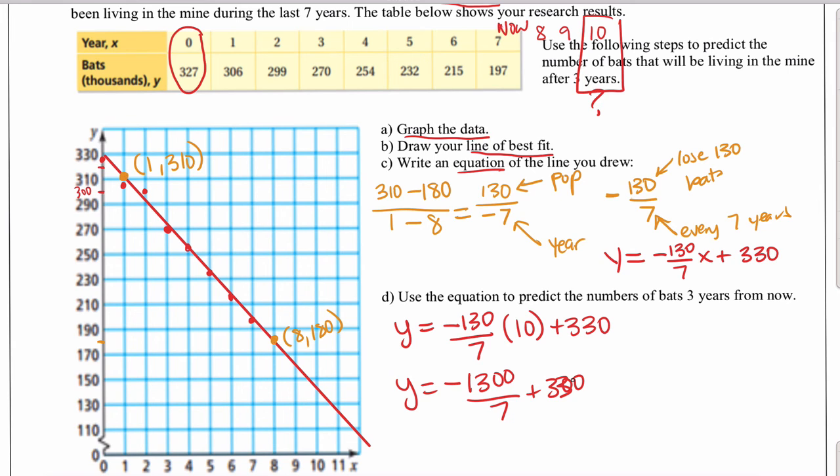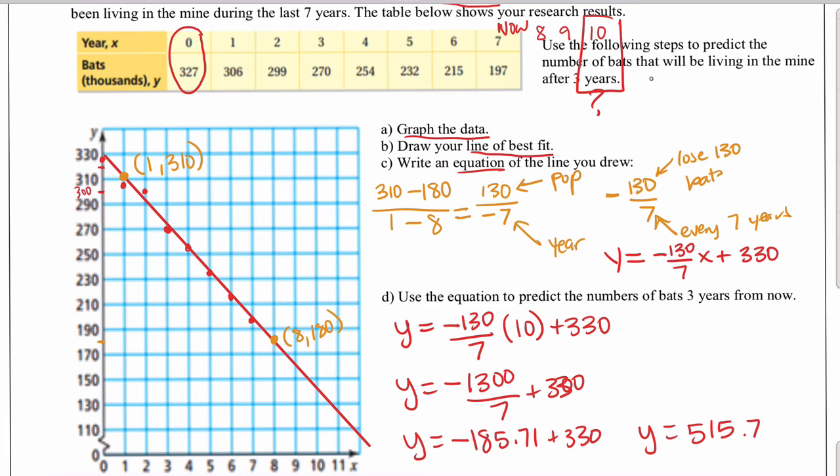We've got negative 1,300 divided by 7. Got a decimal. Negative 185.71 plus 330 is, y equals 515.7. Now, I just made a mistake here.